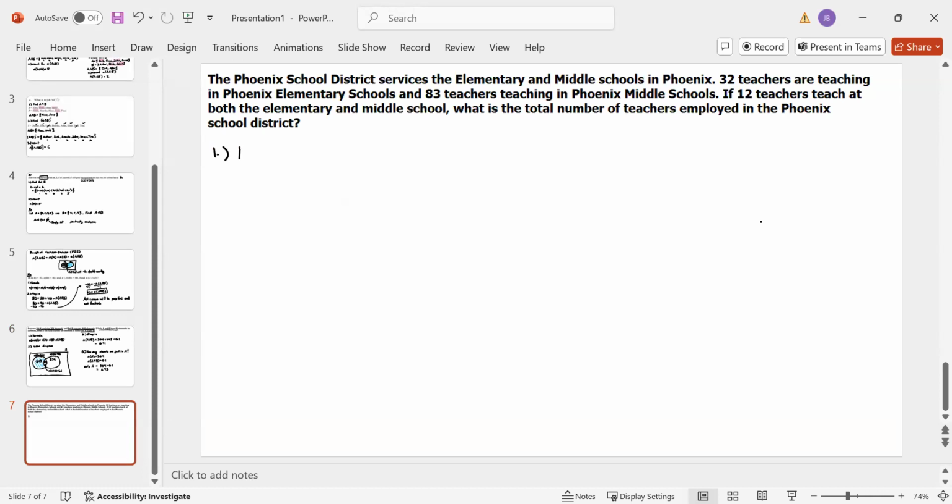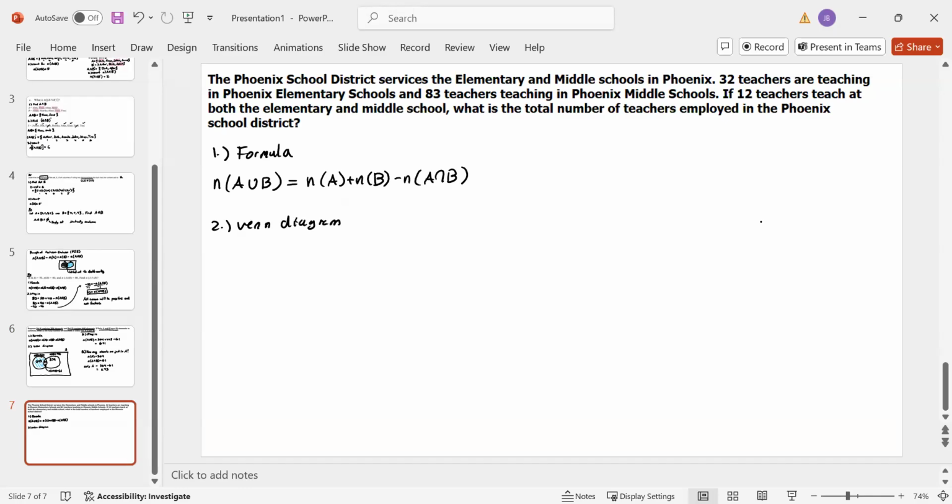So step one is the formula. n of A union B equals n of A plus n of B minus n of A intersect B, right? And then step two is a Venn diagram.